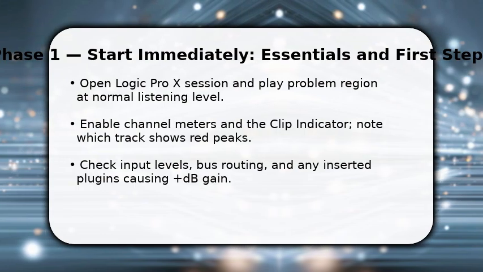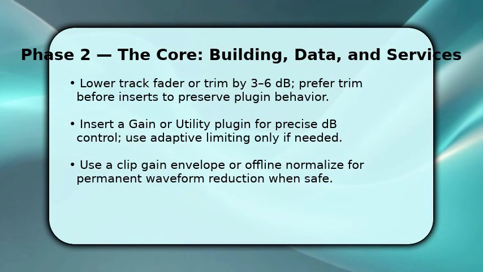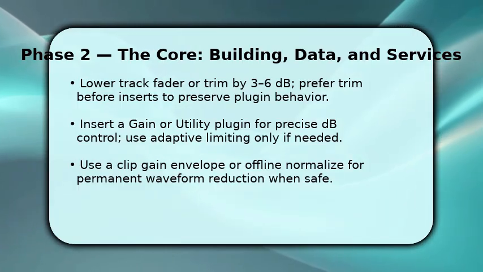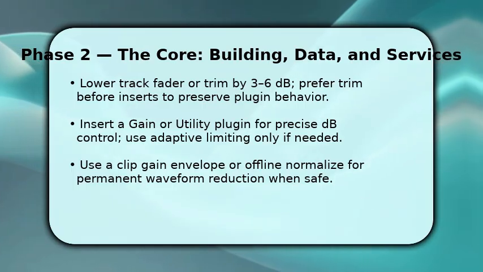Now you'll apply corrective actions to stop the digital clipping while preserving tone. First, reduce the trim or fader by 3 to 6 dB and listen. Lowering the source gain is safer than squashing with a limiter.